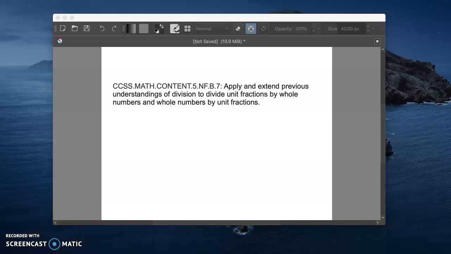Whole numbers by unit fractions. This follows the 5th grade Math Common Core Standard, 5.NF.B.7, apply and extend previous understandings of division to divide unit fractions by whole numbers and whole numbers by unit fractions. First, let's do a quick review.